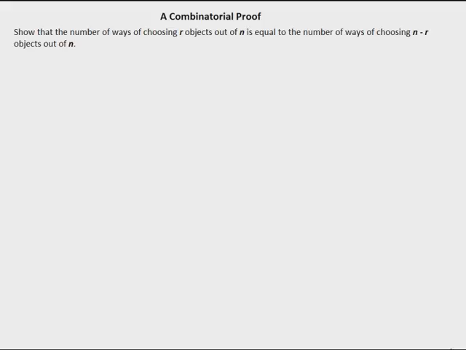So that's the heart of the proof. Show that the number of ways of choosing r objects out of n is equal to the number of ways of choosing n minus r objects out of n. That is, we want to prove the following equation. n choose r is equal to n choose n minus r. n choose r, of course, denotes the number of ways of choosing r objects out of n. And n choose n minus r denotes the number of ways of choosing n minus r objects out of n.